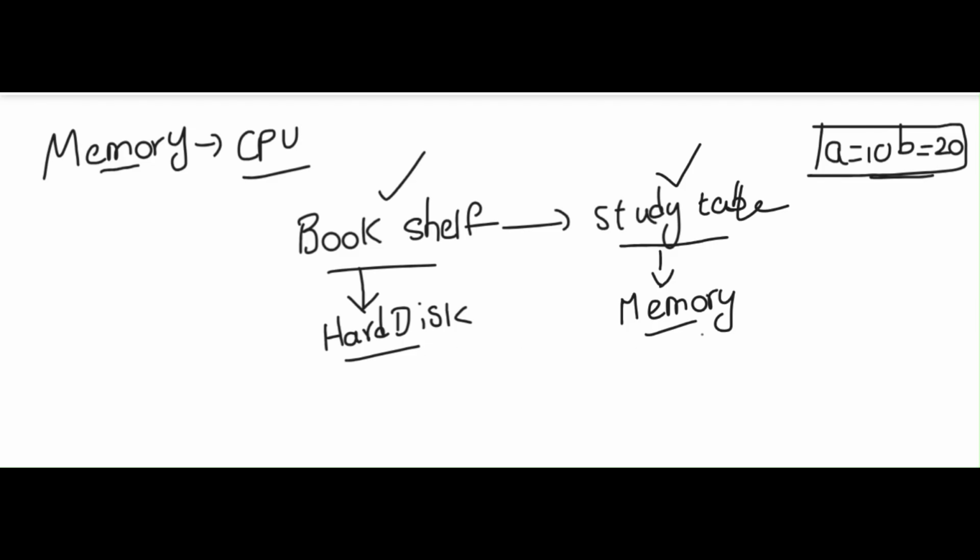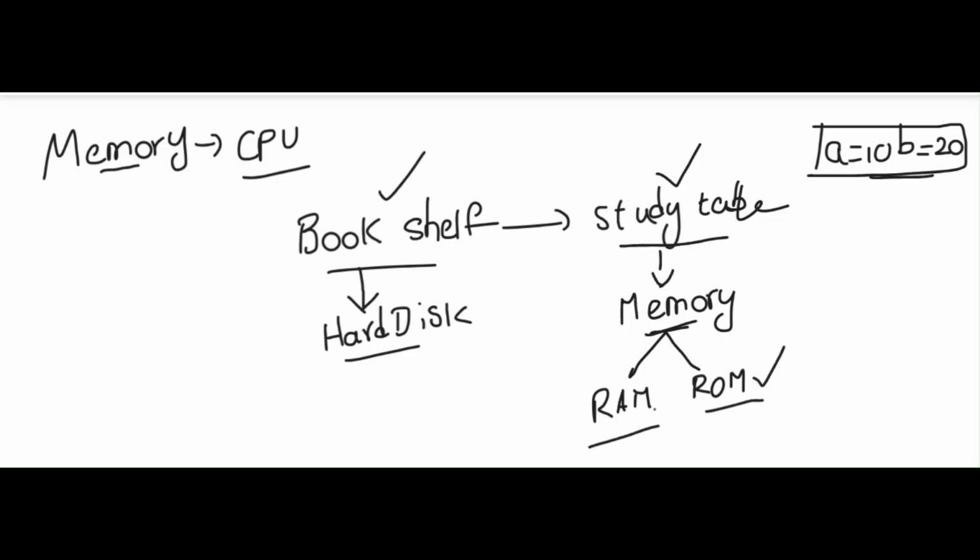At the same time, if it stores the data in the memory, it is very easy to access, just like a study table. Now, again, we have got two types of memories. The first one is RAM, and the second one is ROM. RAM stands for Random Access Memory. ROM stands for Read Only Memory. Let's discuss ROM later, after discussing RAM.